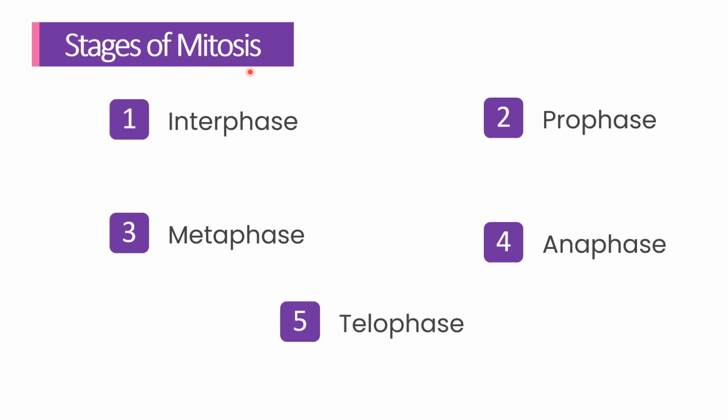What are the stages of mitosis? The stages of mitosis are given below. Number 1, interphase. Number 2, prophase. Number 3, metaphase. Number 4, anaphase. Number 5, telophase.